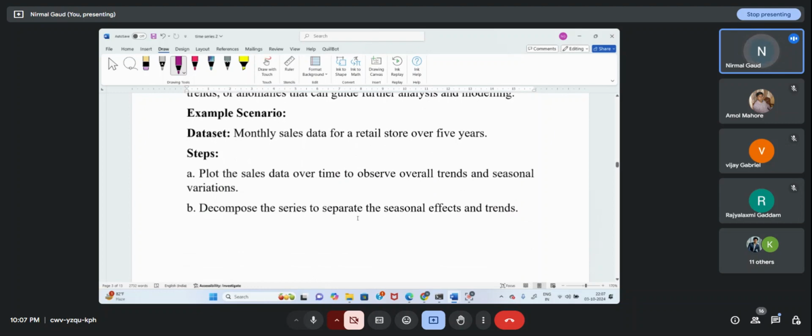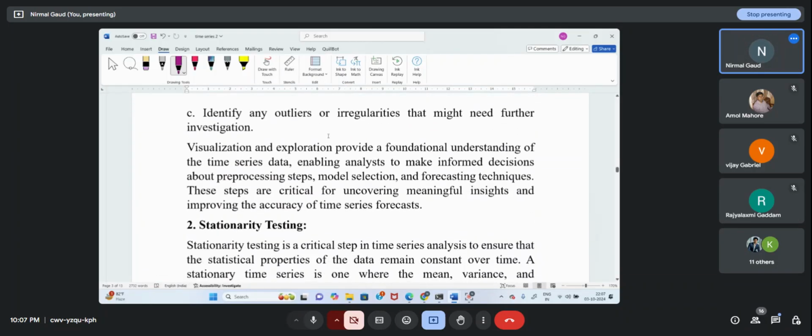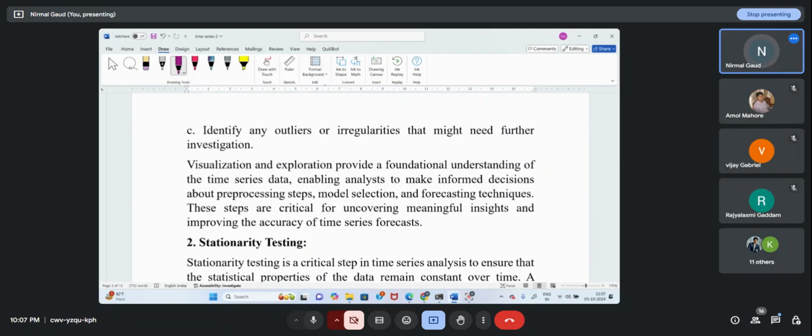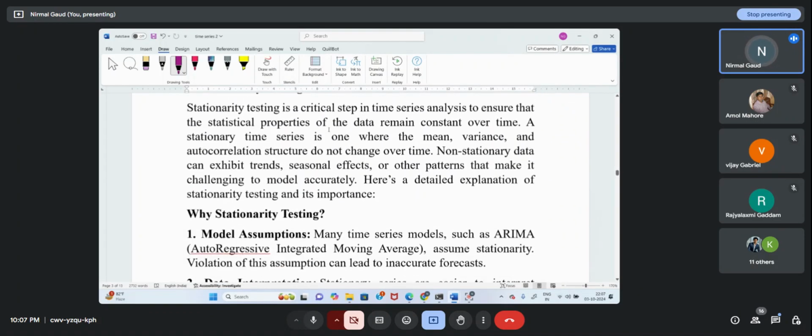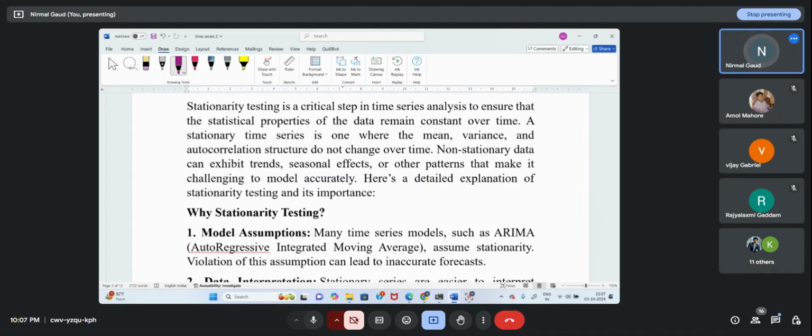If you have the monthly sales data of a retail store for 5 years, you can plot sales versus time and decompose it. You can identify the outliers and irregularities in the data. That's what you can do. You can check whether your time series is stationary or not.